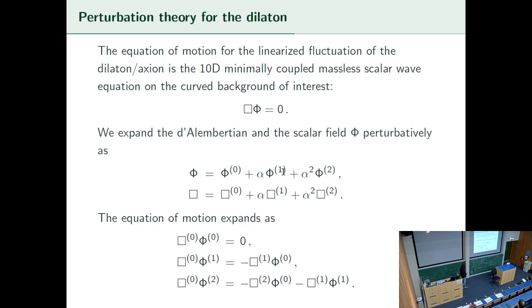And I'm going to expand both box 10 and phi in orders of alpha. So this essentially reorganizes this equation of motion into the system of equations. At the zero order, we have to solve just for phi 0. Then we can use this solution, which becomes the source for phi 1. And then, having found phi 1, we can use it as a source to determine phi 2.